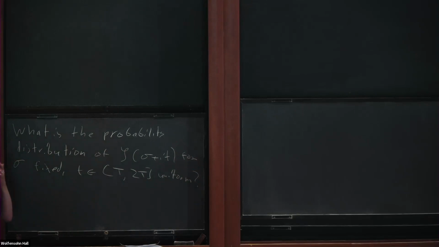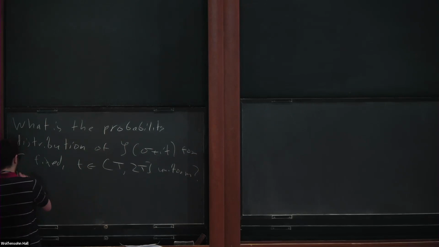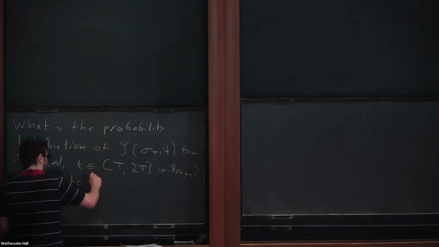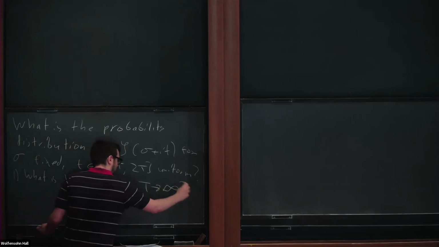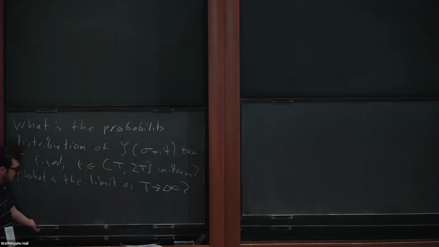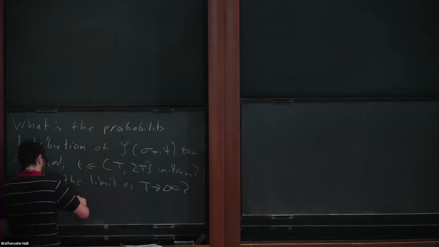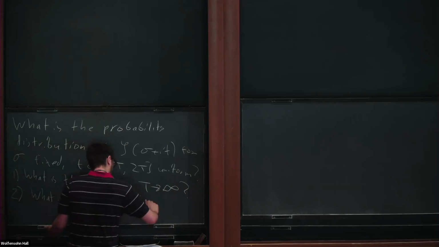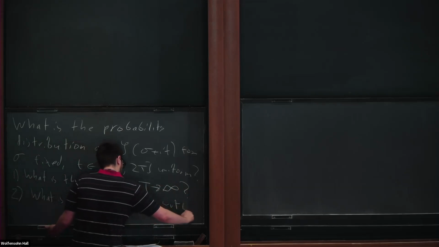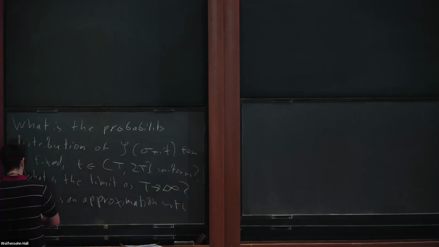And this is a question I can formalize in two ways. I can ask first, what is the limit of the distribution as t goes to infinity? This is a kind of soft analysis formulation of the question. Or I could just ask, what is an approximation for the distribution with error as small as possible?